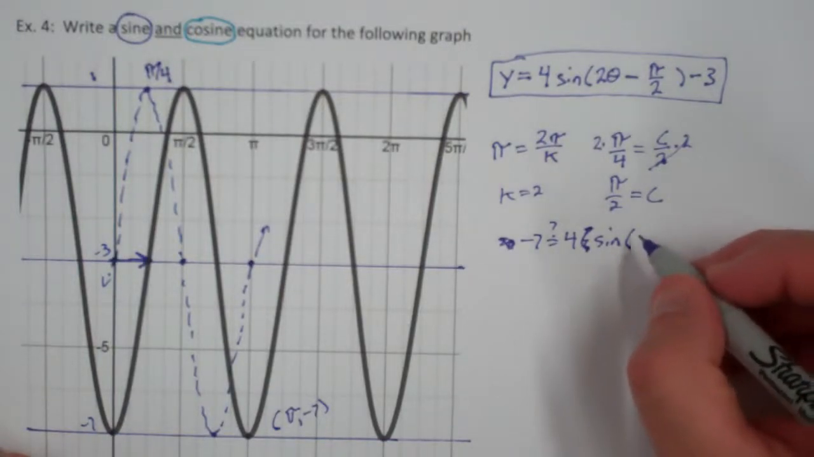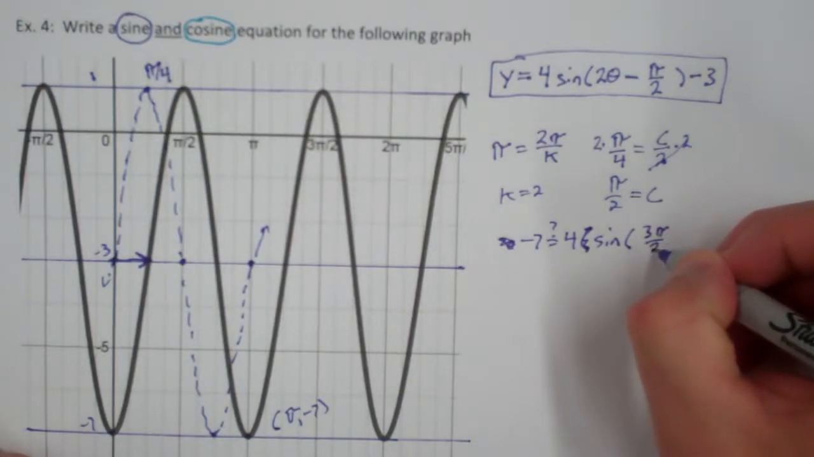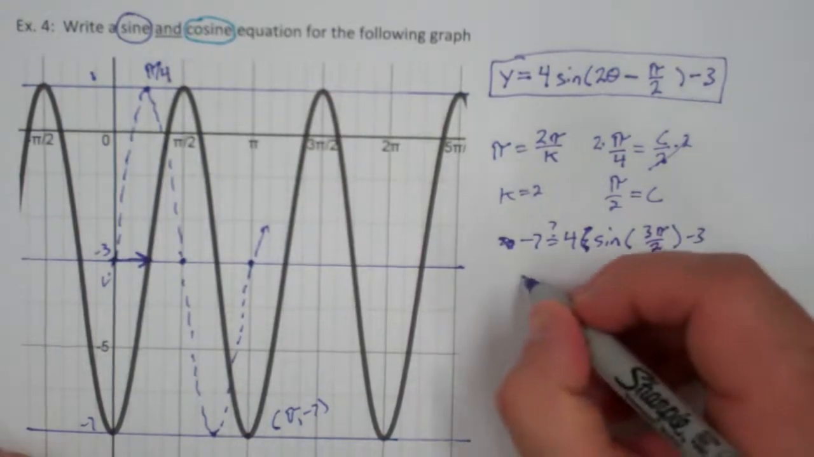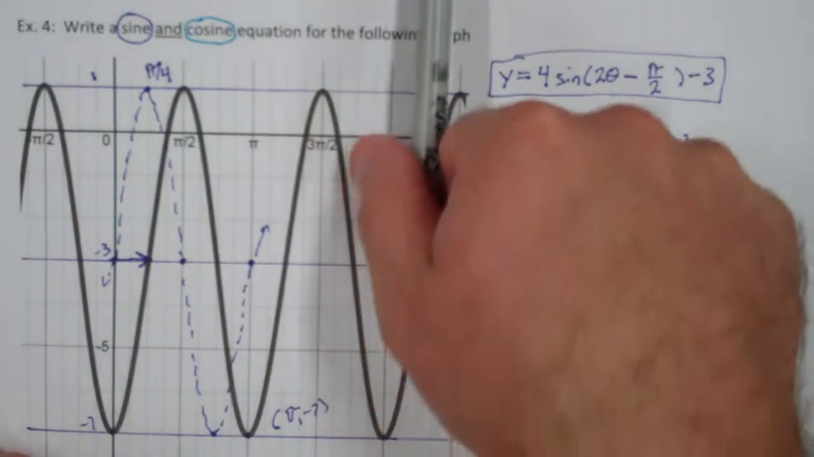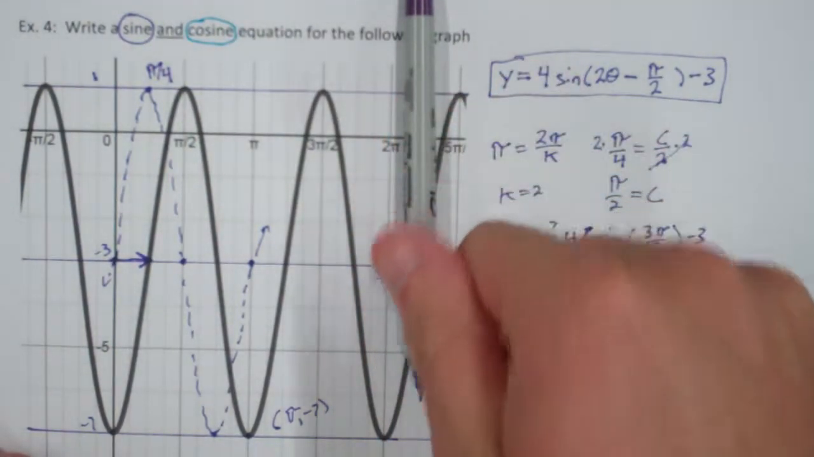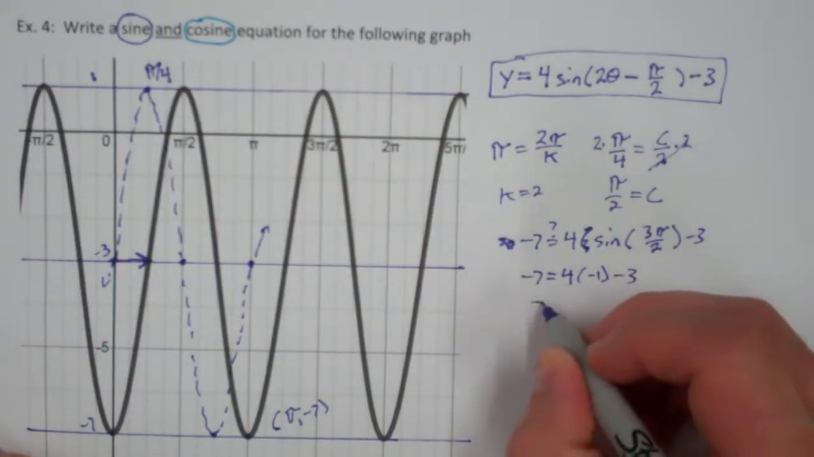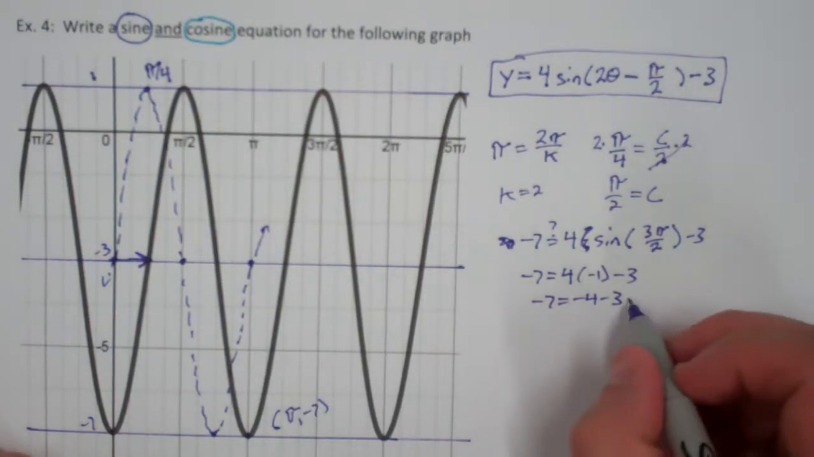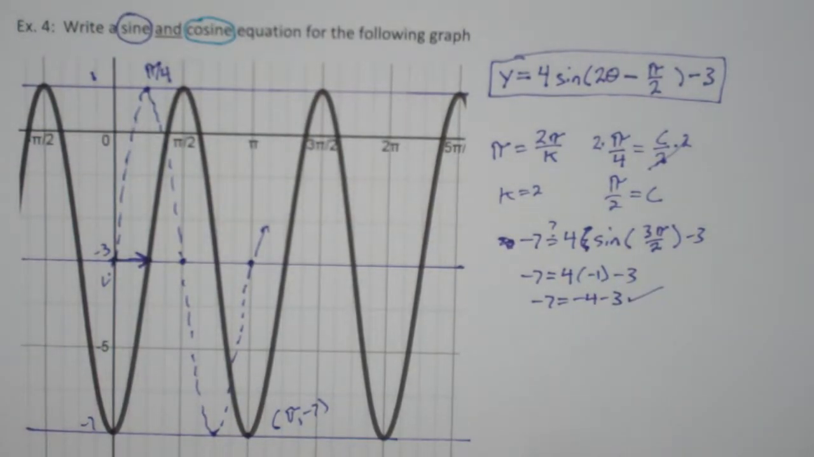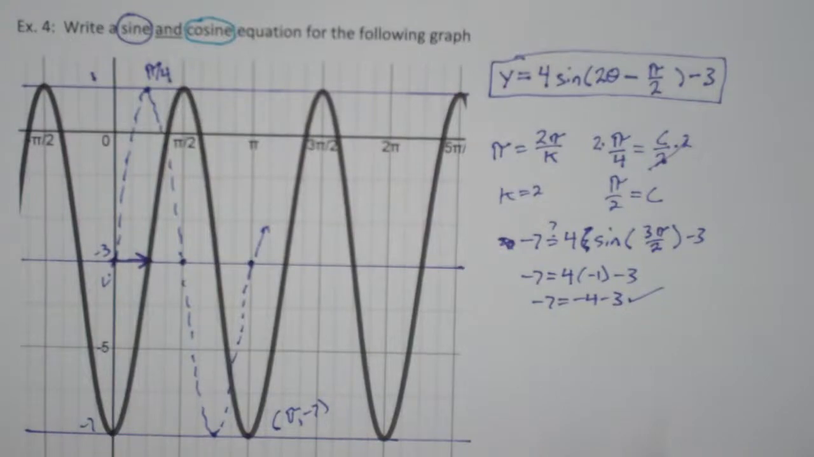And so we can choose this, and 2 pi minus pi over 2 is 3 pi over 2. We'll subtract 3. So if you remember the sine of 3 pi over 2, that angle is down here on the unit circle, and so that y value is -1. And indeed, we get -4 minus 3, which is -7. So this does check, and you can check this to your heart's content. Any point on the black graph should work in the equation that you've written.